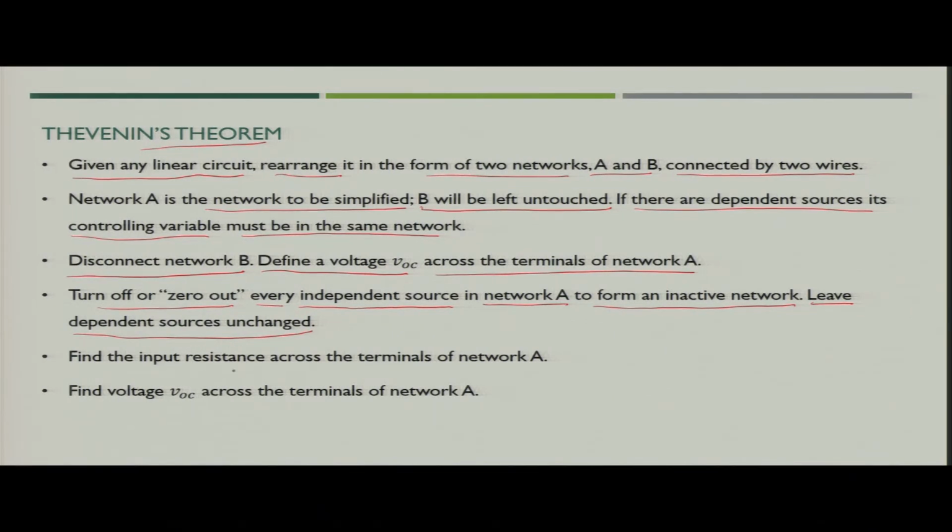So, what will we get from this? We will get the input resistance across the terminals of network A, and when we get the input resistance, we again put all the independent sources back. That means, when we found the input resistance of the circuit, we simply short circuited the voltage source and open circuited the current source. So, we will again put the independent sources back into the circuit, and then we will find the voltage, that is the open circuit voltage across the terminals of network A.